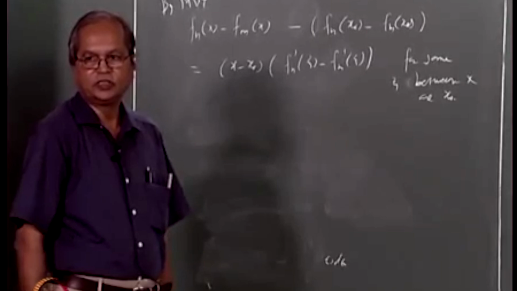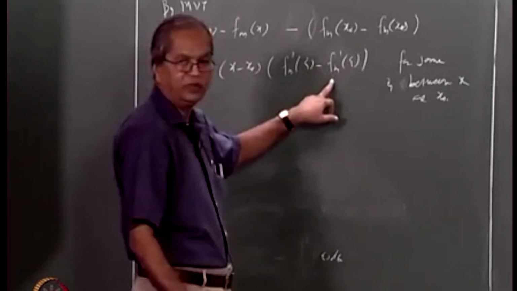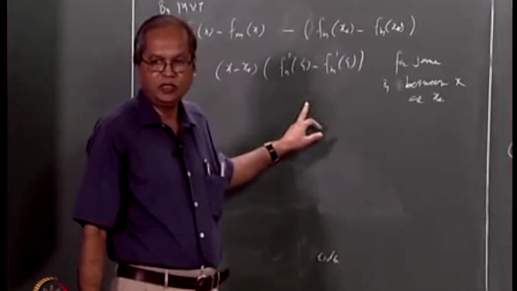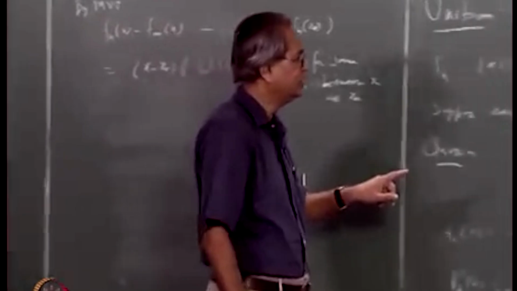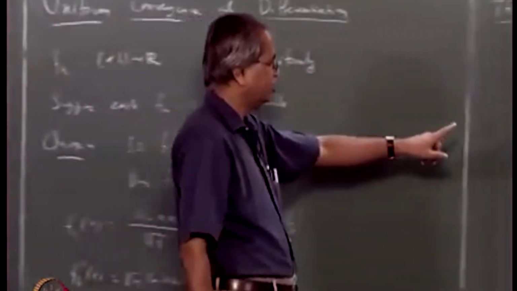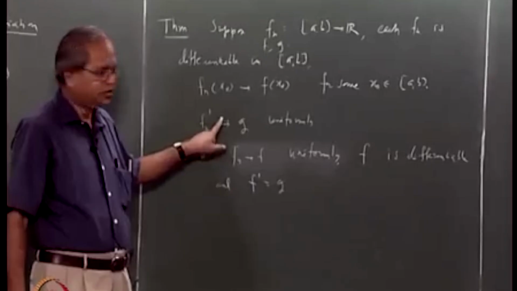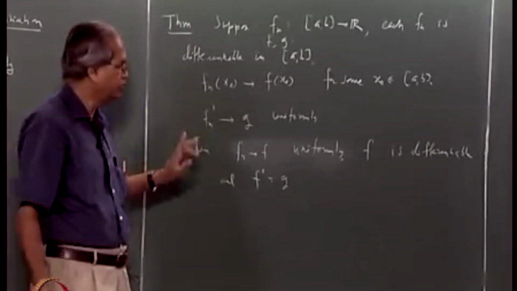Now the idea is this: we know that this quantity fn prime xi minus fm prime xi can be made arbitrarily small, and that will be arbitrarily small independent of this xi, whatever xi is, because we know that fn prime converges uniformly. So this satisfies the Cauchy criteria. So let us start from this; that is the starting point of the proof.